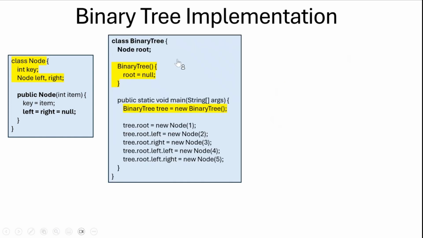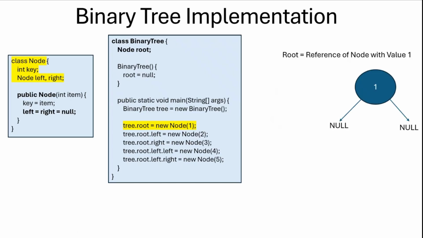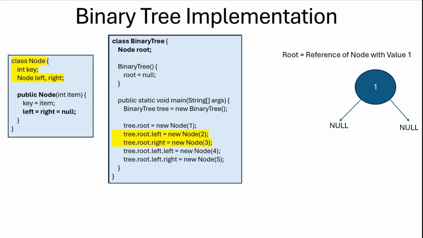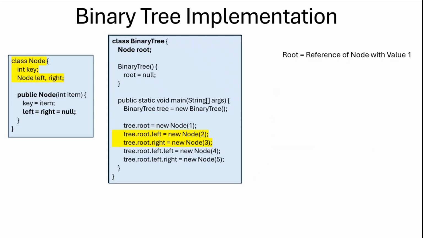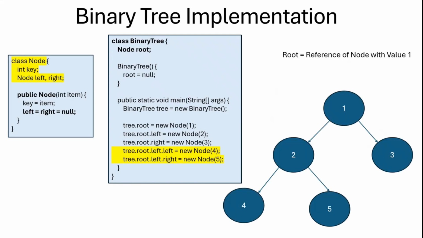Let's understand the implementation. So class BinaryTree, here in the constructor the root is initialized to null, and when we create the object it is null initially. Then we create a new node and assign it to the root, so the root will become the reference node of value 1. And then when we insert the left and right children for this node 1, the tree will become like this. And then when we insert the left and right for the node 2, the tree will become like this. So you can see the node structure and the left and right references to the next node objects.